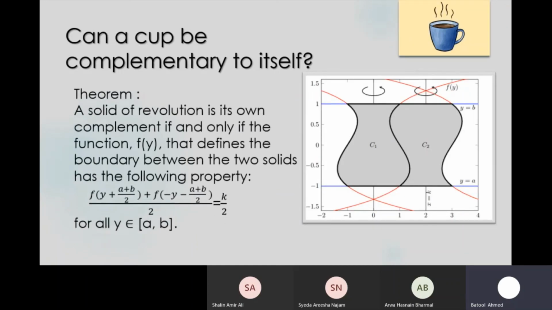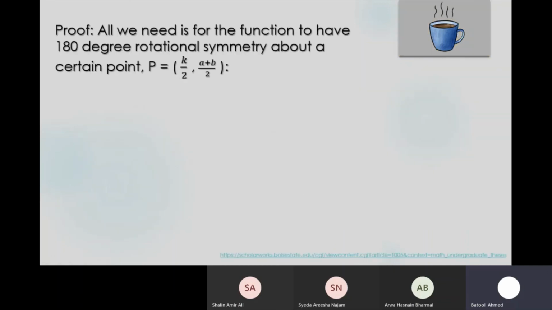Yes, a cup or a solid of revolution can be complementary to its own self if it obeys the property that is written there. First of all, we look at what A and B are here. A is the lower limit and B is the upper limit. So how did we arrive at this theorem? Intuitively, for a cup to be complementary to its own self, it needs to have rotational symmetry about the center of the rectangle that encloses both the cups. We are naming that center C.